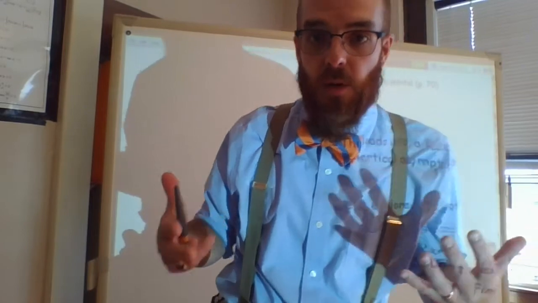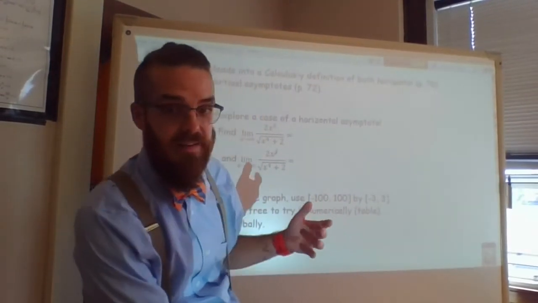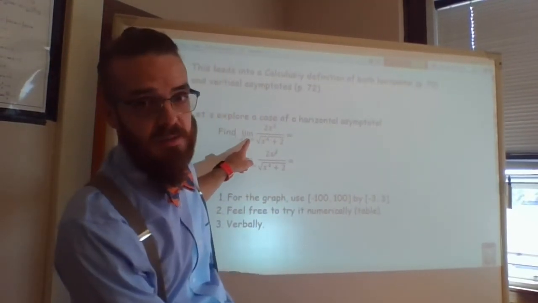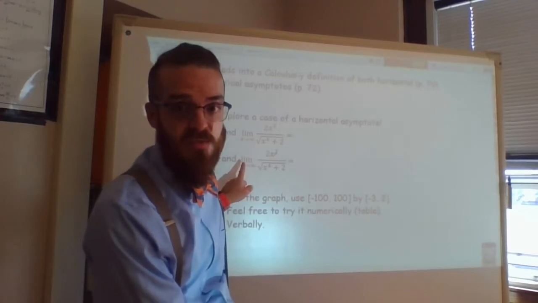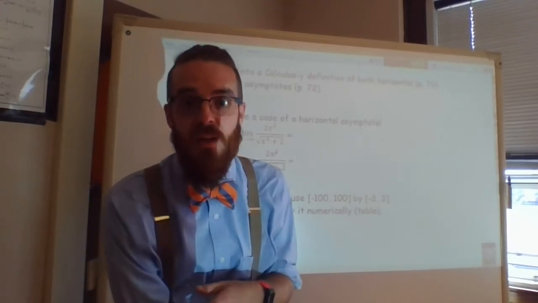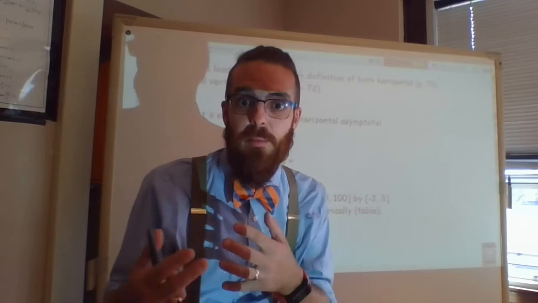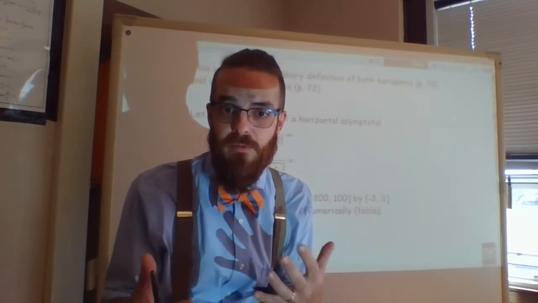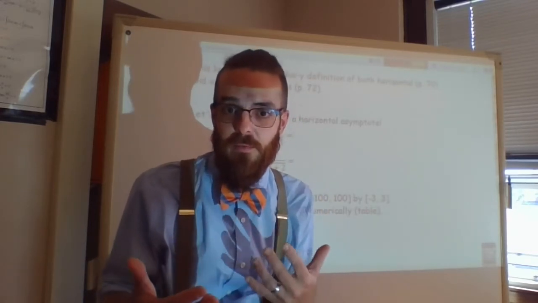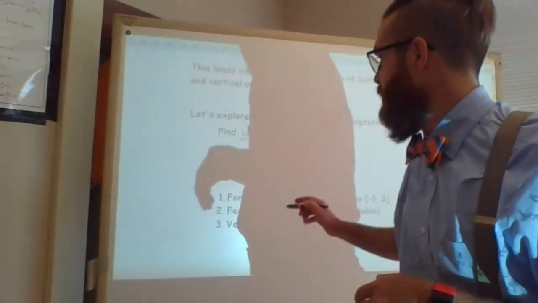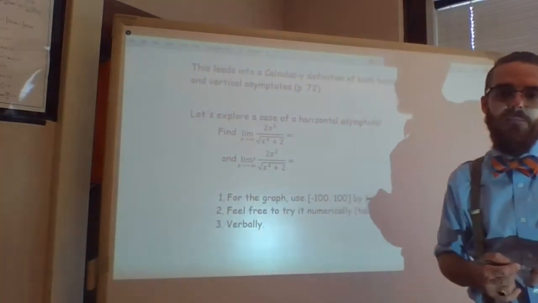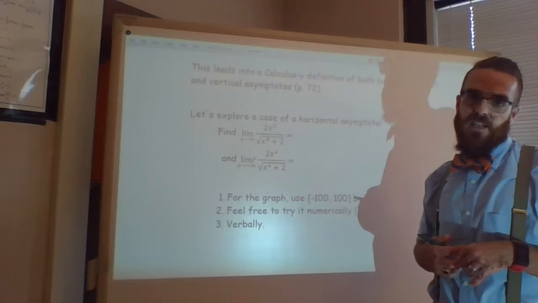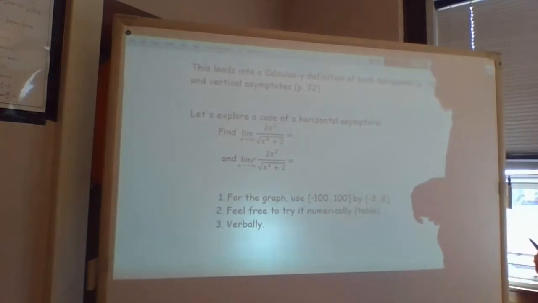Now, I will tell you that we're talking about horizontal asymptotes, and I can tell because we're talking about the limit as x approaches infinity and the limit as x approaches negative infinity. For vertical asymptotes, the approach value would be some sort of finite value, wherever the vertical asymptote is. So since our approach value is infinite and negative infinite, we've got horizontal asymptotes. We're going to explore this a couple of different ways.